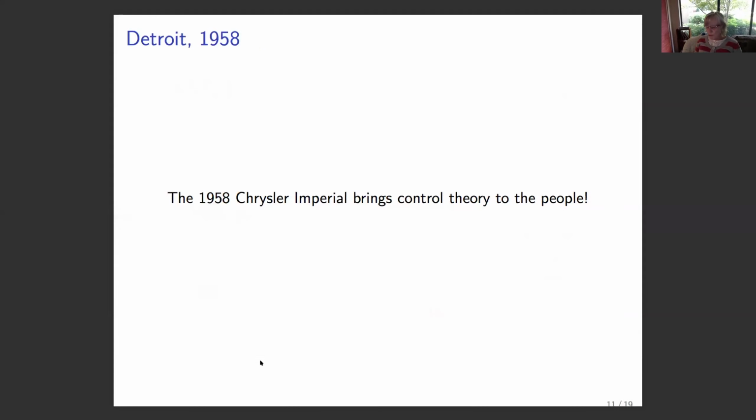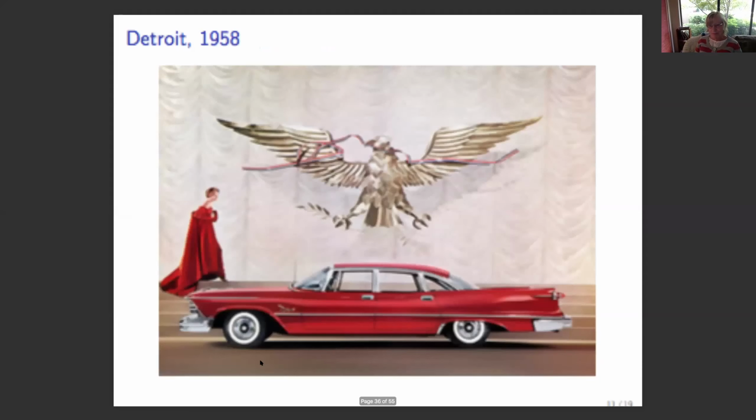And just to evoke this popular awareness and absorption of the imperialist legend, I'm taking you to Detroit in 1958, where the latest model Chrysler Imperial brought control theory to the masses. And here it is, in all its white wall tire, tail-finned, chromed, candy pink glory.